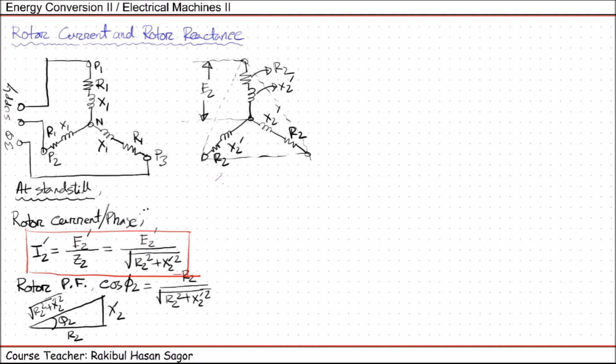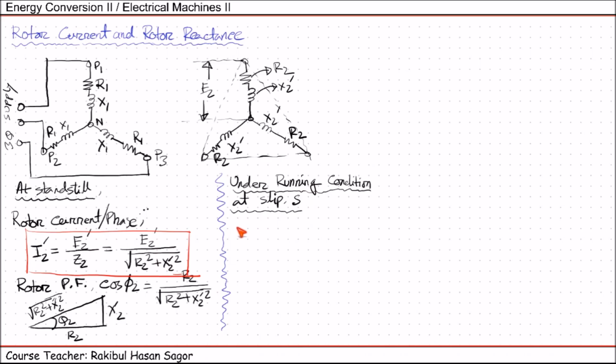Next we'll figure out the rotor current under running condition, at slip S. Whenever we say that the rotor is under running condition, that rotor must have a speed. For that particular speed, we'll get a particular slip value. So we'll generalize the equation under running condition for slip S.